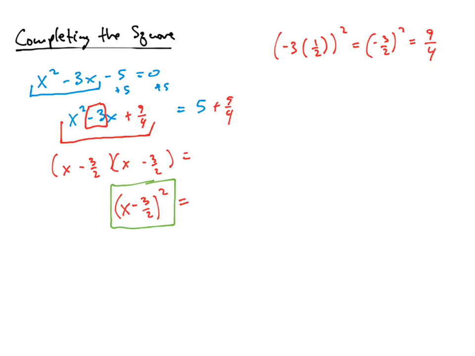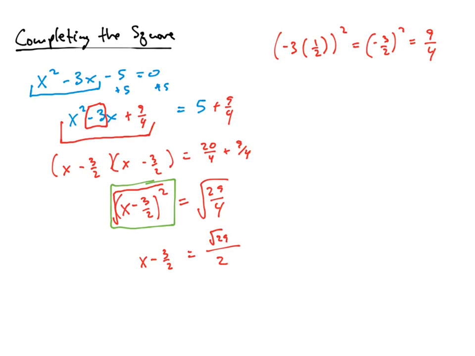Okay, so on the right hand side I have 5 plus 9/4. Well, 5 is the same as 20/4. So this is 29/4. So what we do is we square root both sides. We end up with x minus 3/2. Square rooting undoes the square. And then square root of 29/4, well, I'm just going to leave square root of 29 in the numerator. The square root of 4 is 2.